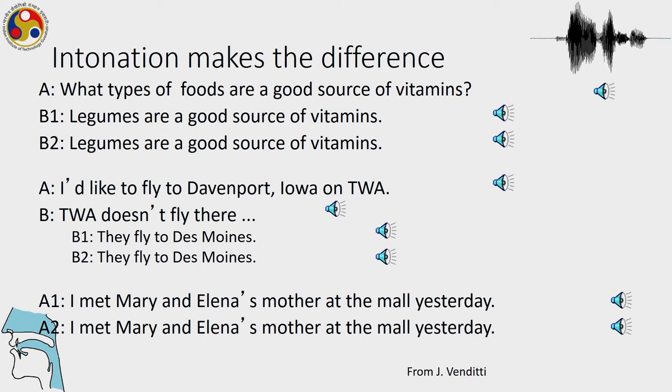Now we'll understand what these properties of intonation are, because those subtle things in intonation can make a whole world of difference in the way we hear sentences, the way we communicate, and the way we understand. Now, another declarative sentence, where you would hear two ways in which you can say a simple sentence. I met Mary and Elena's mother at the mall yesterday. Again, you can emphasize different parts of the sentence, and the intonation contour can add additional meaning to the way you understand the sentence.